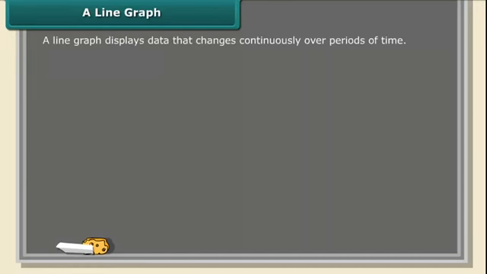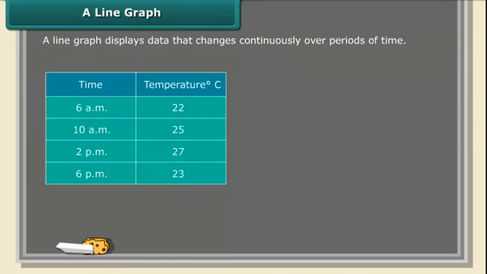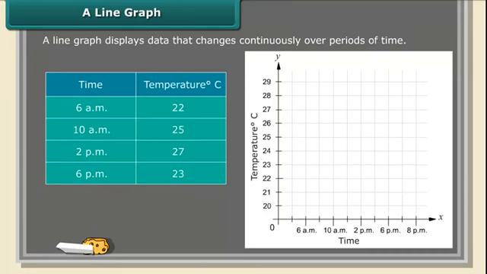A line graph. A line graph displays data that changes continuously over periods of time. The above table shows the temperature of Chennai city, taken every 4 hours for a day. We call this a time-temperature graph. The horizontal line, the x-axis, shows the timings at which the temperatures were recorded. The vertical line, the y-axis, denotes the temperature.